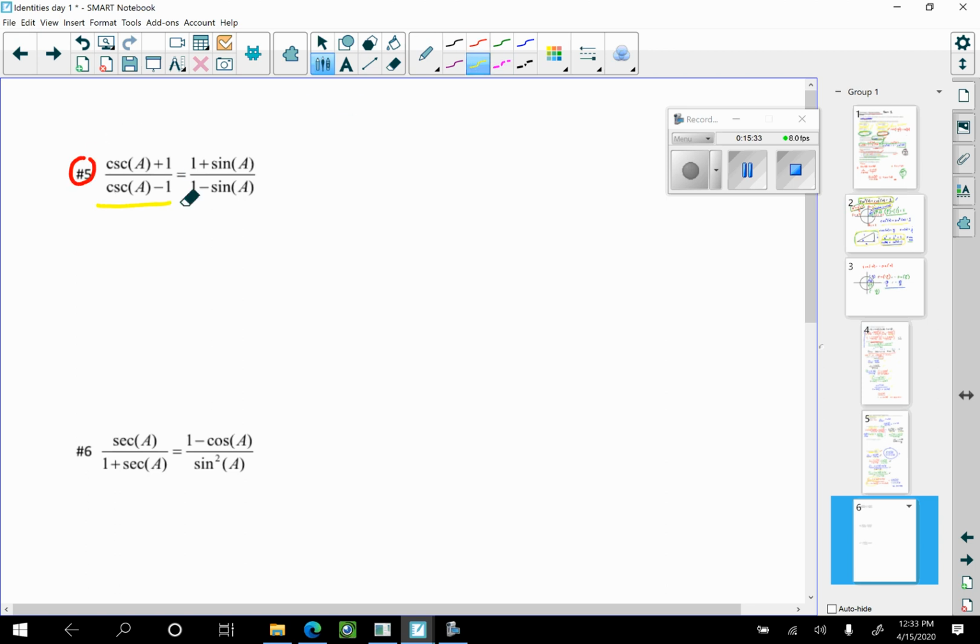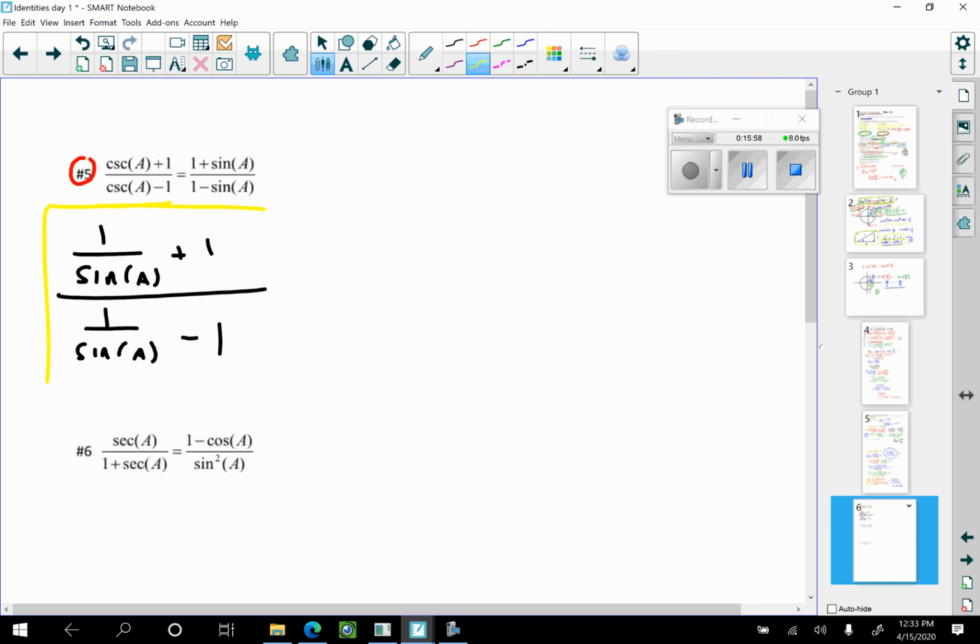Keep in mind, I want to start with left and with right. Step number 1, write everything in terms of sine or cosine. Cosecant is 1 over sine plus 1 over 1 over sine of A minus 1. And what am I going to do? So here I have a complex rational. We've talked about complex rationals a lot. How do I get rid of that complex rational? I'm going to multiply this thing by 1 in the form of sine of A over sine of A, which is just 1.